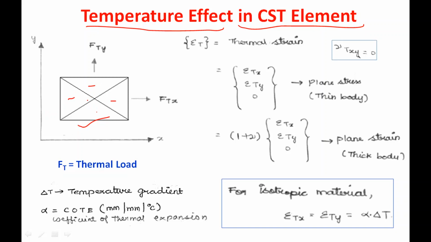Because of the thermal stress, we are going to evaluate the thermal load. Because it is a two-dimensional element, we have to evaluate the thermal load along the x direction as well as the y direction. In case of an axisymmetric element, in the r direction and z direction. Like that you have to evaluate. How to find this thermal load Ft for the CST element, we will see.